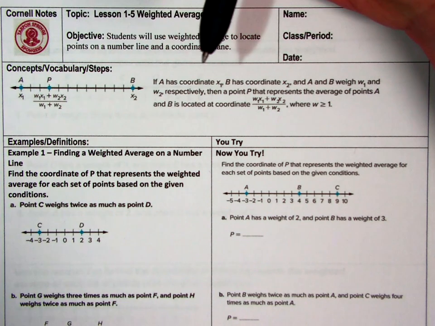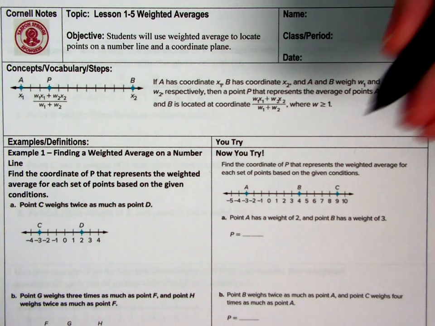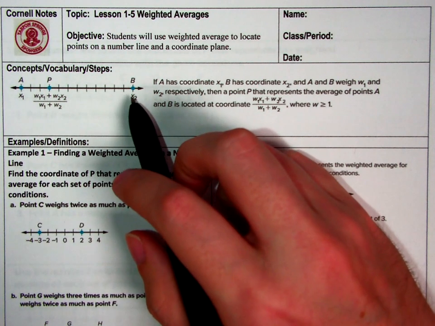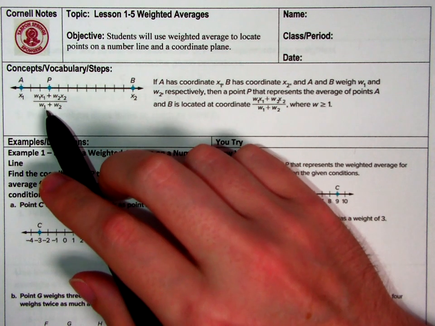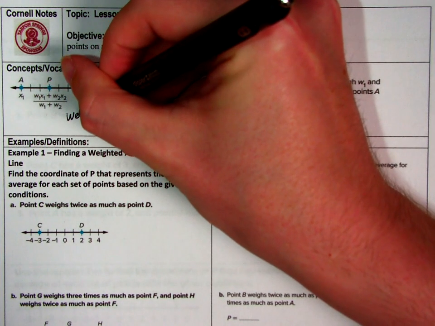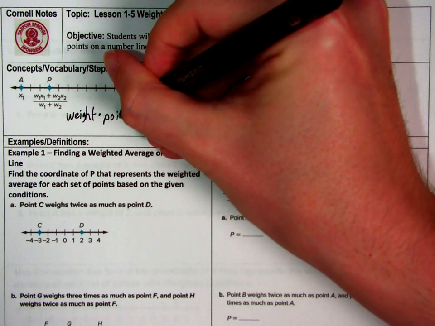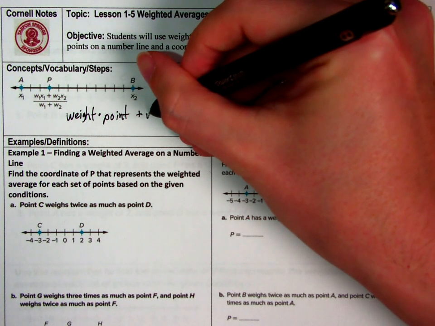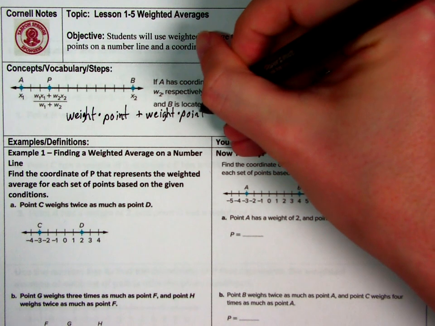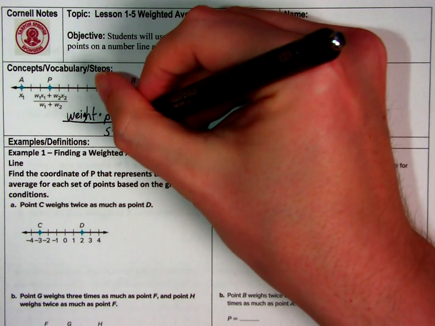If we want to find the weighted average of those 2 points, of point A and point B, all we're going to do is multiply A times its weight and B times its weight, add them together, and divide by the sum of the weights. Our standard practice is going to be just doing the weight of a point times the value of the point, or the location, and repeating that as needed. Divided by the sum of the weights.